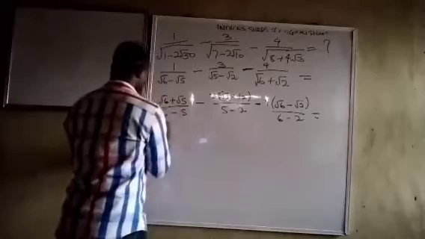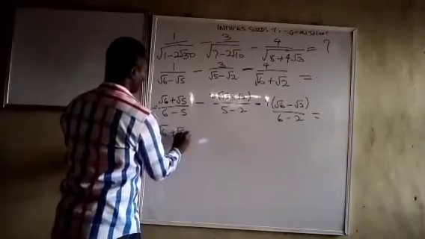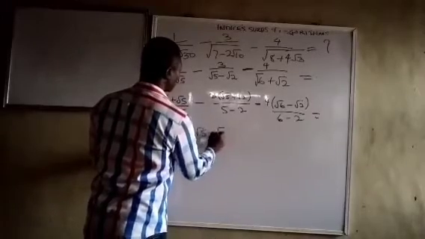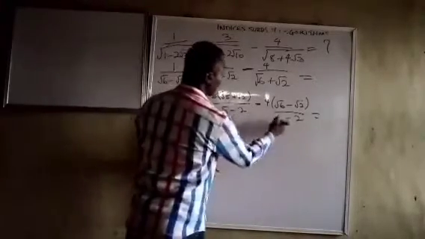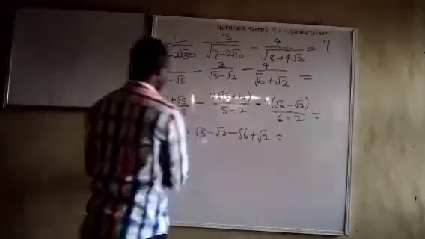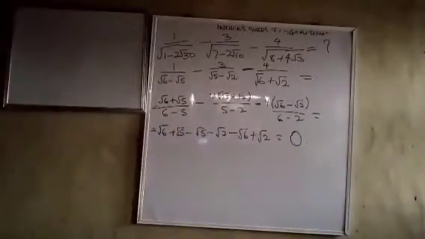And what does that give us? Root 6 plus root 5, but this is 1. This one is 3, so this one you cancel. Minus root 5 minus root 2. And this one too you cancel. Minus root 6 plus root 2. So now let's gather. This one cancels this, this one cancels this, this one cancels this. So our answer is 0 at the end of the day.